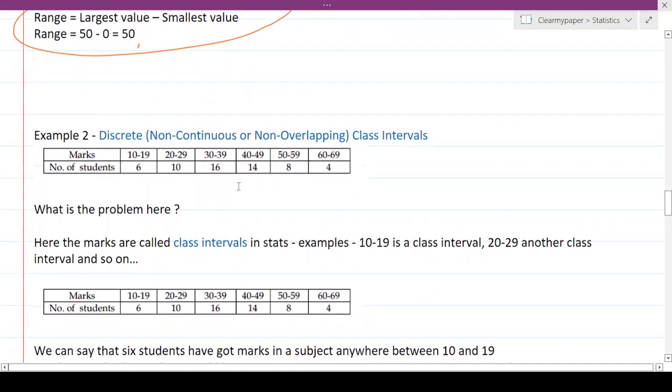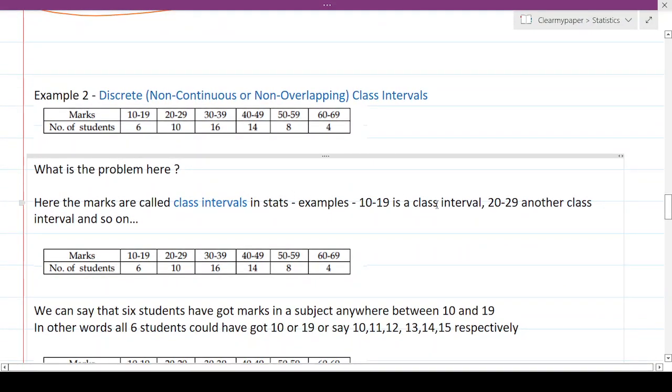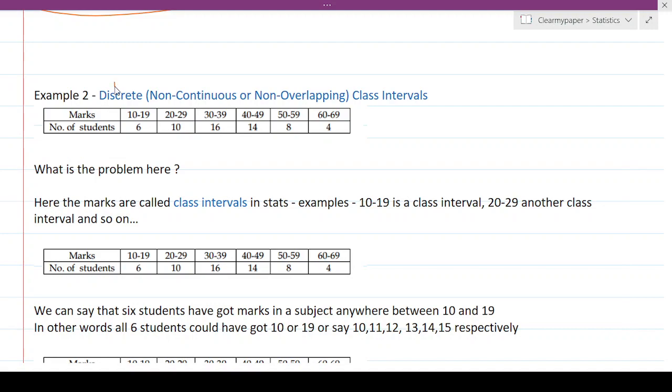So if you go down, the non-overlapping interval is also called discrete or non-continuous. Again, too much jargon, don't worry about that. In the exam you will just get this kind of table. Just see what they have given. You know that the marks or the data is given as a range or in class intervals, meaning buckets. That's all it's called, okay? That means it's grouped data.